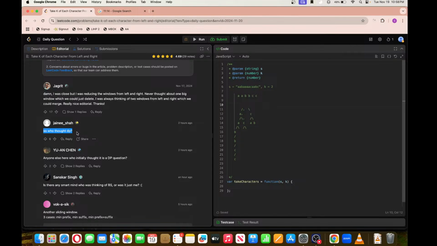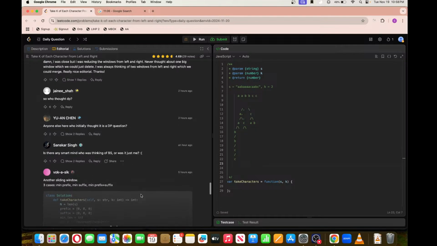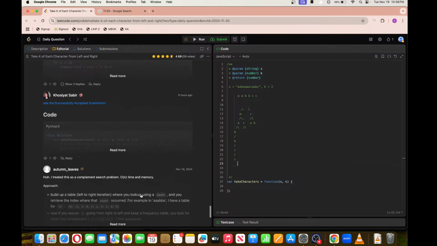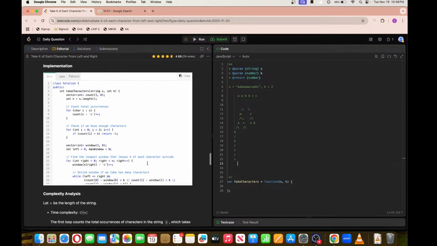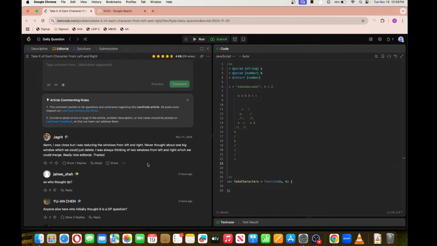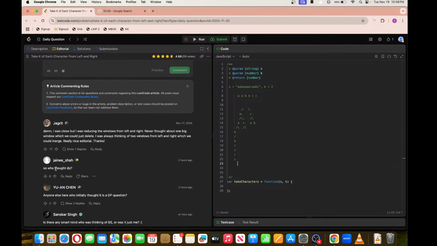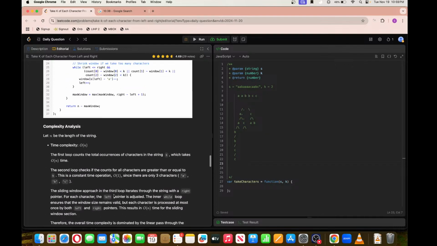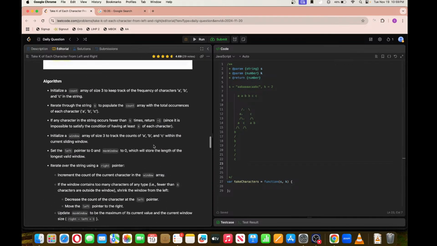So who thought DP? Yeah, me. Not DP, but I don't know what this is called. Some backward something. I forgot what this is called. Something back something. Yeah, it's good that other people also thought similar things. DP. This is bad.